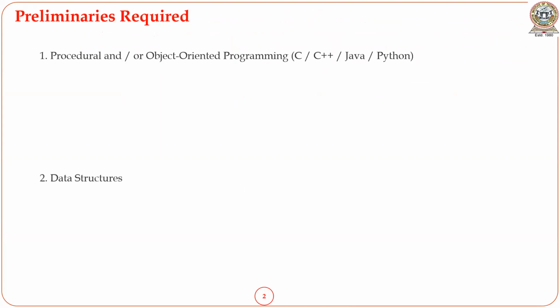To learn this course, you need to know basics of procedural or object-oriented programming like C, C++, Java, Python. And of course, you should know the basics of data structures, which you have already completed in your previous semester. You have completed data structures as well as advanced data structures. So these two are the preliminaries or prerequisites of your course. Algorithms also you have completed. You had a basic idea regarding that.